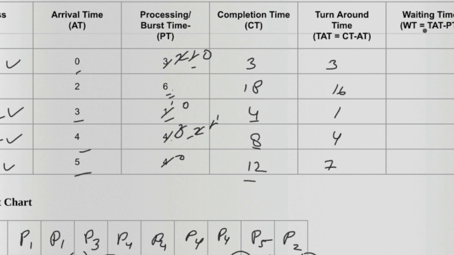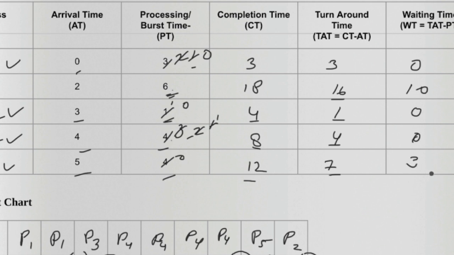Similarly, we calculate the waiting time, which is TAT minus PT. So turnaround time minus processing time. So 3 minus 3 is 0. 16 minus 6 is 10. 1 minus 1 is 0. 4 minus 4 is 0. 7 minus 4 is 3.